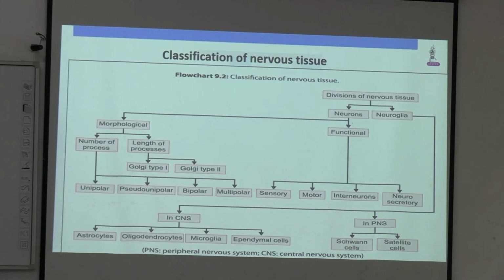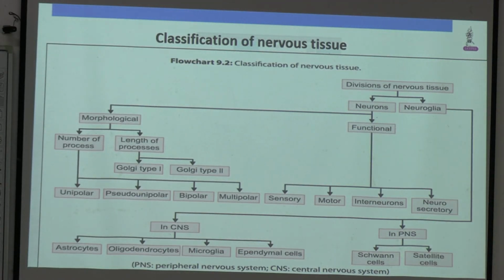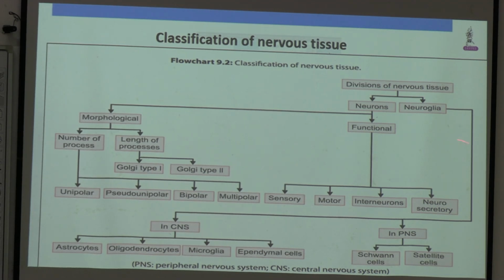If the length of the processes is small, we call them Golgi type 1. If it is long, we call them Golgi type 2. So, these are the classifications you will come across whenever you study the morphological divisions of the neuron, as well as the functional divisions, how they are placed and what job they are doing. Now, quickly coming from neurons to the support cells, we call them neuroglial cells.